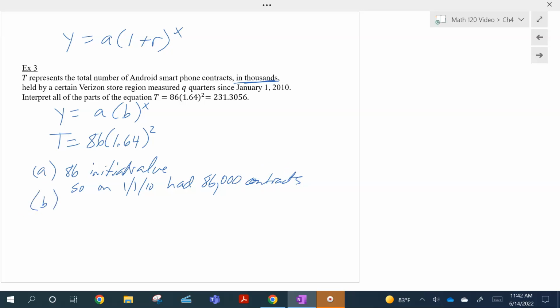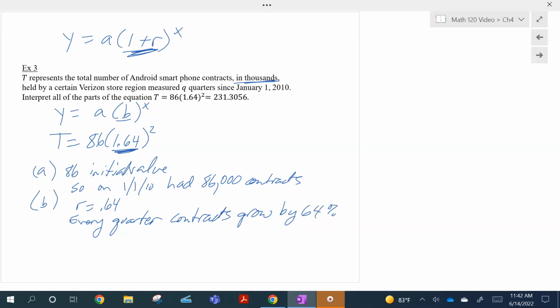Now notice the b is bigger than 1, so this is exponential growth. So what's the r value? How much bigger than 1 is it? 1.64 equals 1 plus r, so r equals 0.64. So this is saying every quarter, since time here is in quarters, the Android smartphone contracts grow by 64%. That's the growth rate, 64%.